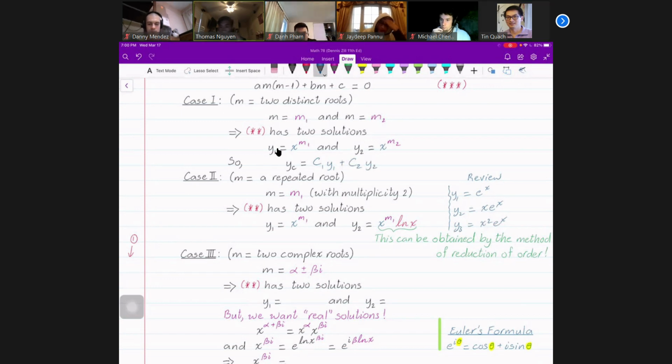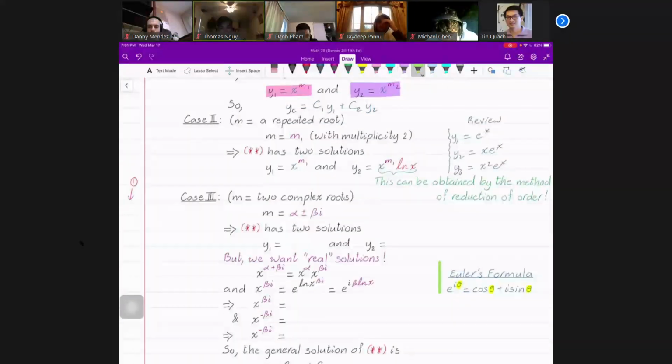Okay, you're welcome. So here are the two solutions when m has distinct roots. And the next one is when it has repeated roots.